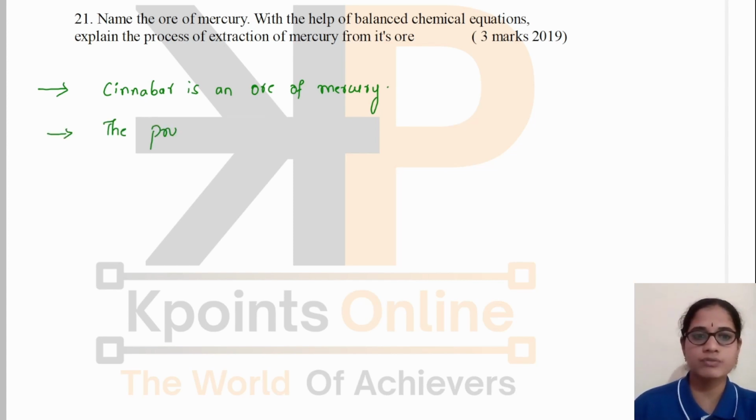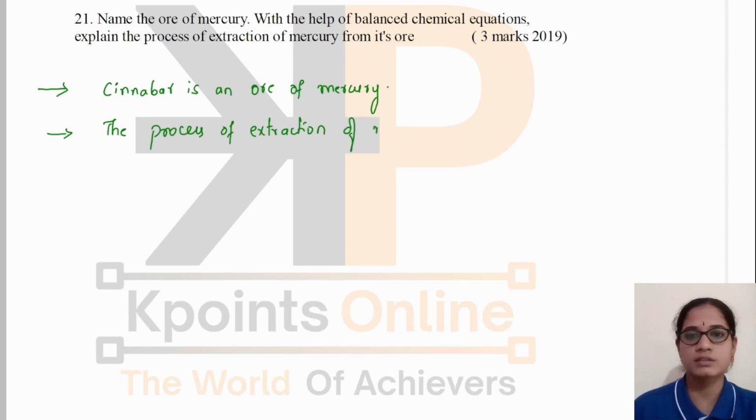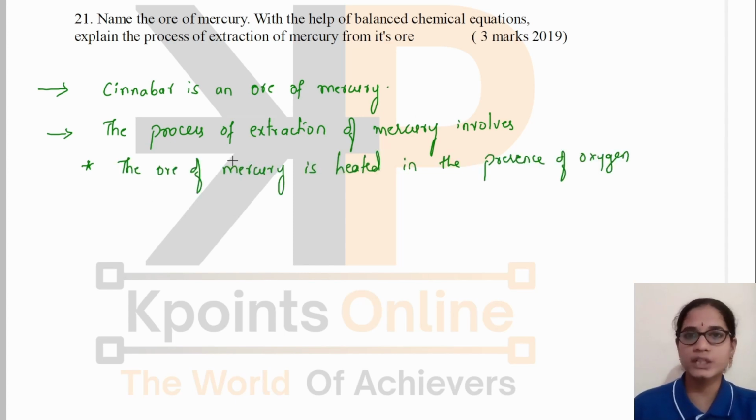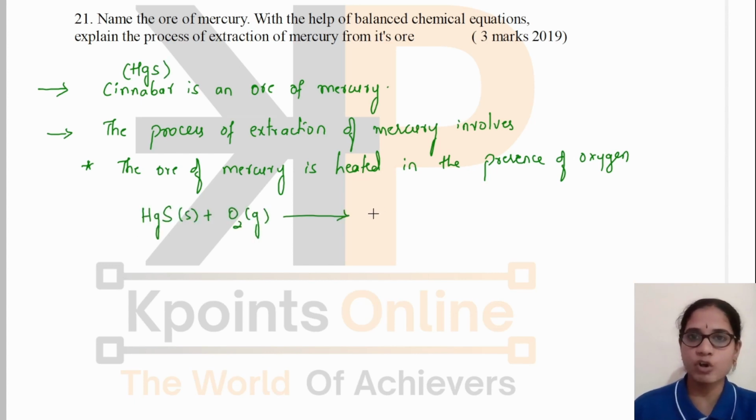The process of extraction of mercury involves, in the first step, what happens? We are going to heat the ore in the presence of oxygen to form mercuric oxide, and then just by heating the mercuric oxide we are going to get mercury in the next step. Once this ore is heated in the presence of oxygen, we get mercuric oxide. What is cinnabar? The mercury is present in the form of sulfide. Mercuric sulfide is converted into mercuric oxide, with the formation of sulfur dioxide.